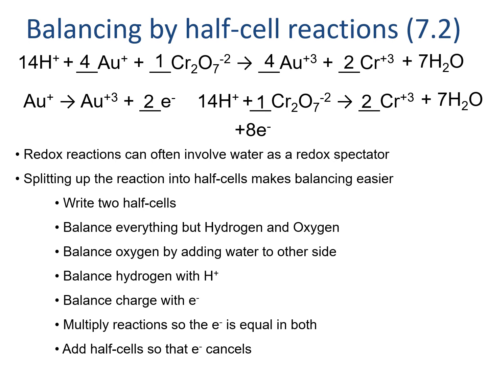Because the balance of electrons isn't always apparent in the complete reaction, balancing a reaction by half cell reactions is a much easier way of tracking the electrons to make sure the reaction will actually balance. All we need to do is follow these steps. First, write the half cells, balance the metals, then balance oxygen, balance hydrogen, and finally balance the electrons.